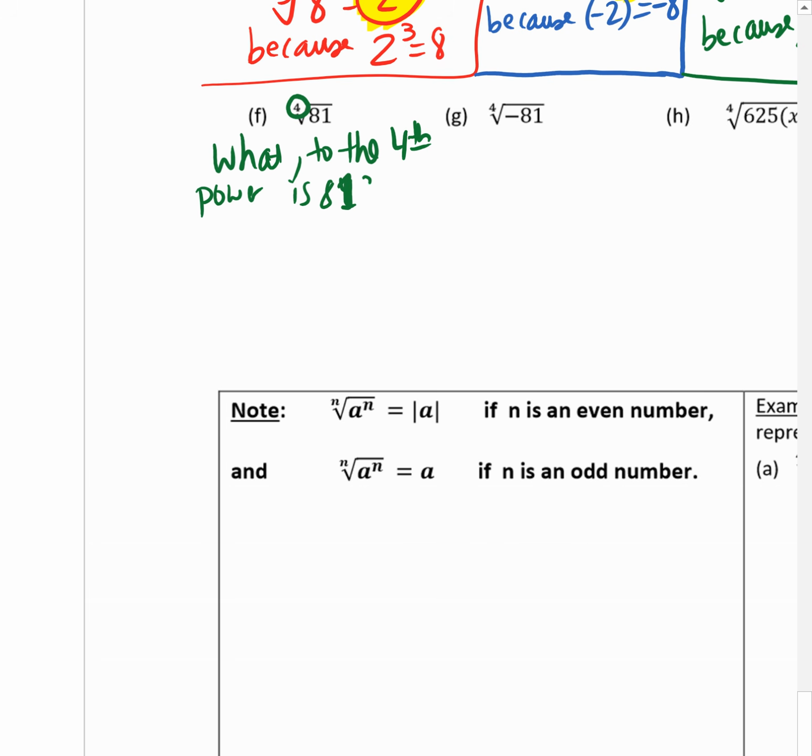Why did I say 84? 81. You can just start guessing. Like I said, is 1 to the fourth 81? 1 times 1 times 1 times 1? No. How about 2 to the fourth?